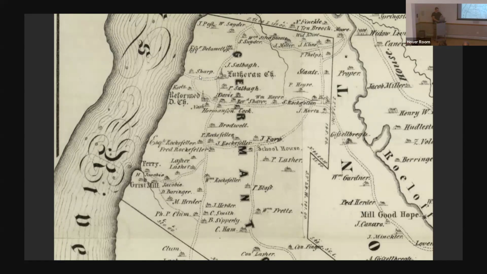This is Sharps Landing Road, more or less. This is the predecessor of 9G, this road here. And this is early Main Street, Church Avenue, roughly. But there's nothing to represent Lower Main Street on this map. P. Rockefeller is here on the northeastern corner of Main Street and the predecessor of 9G.